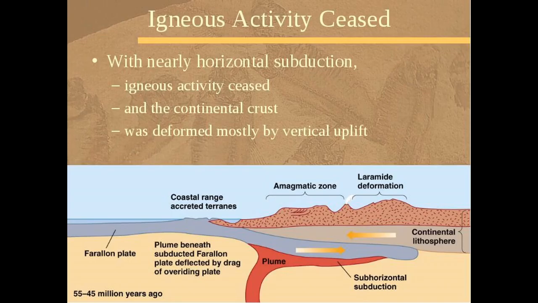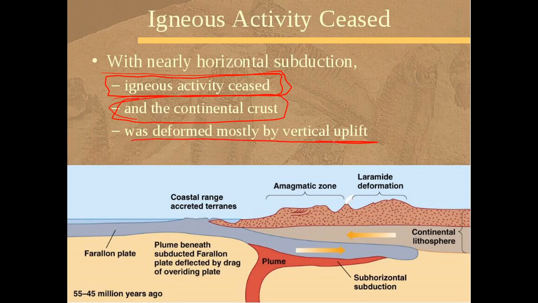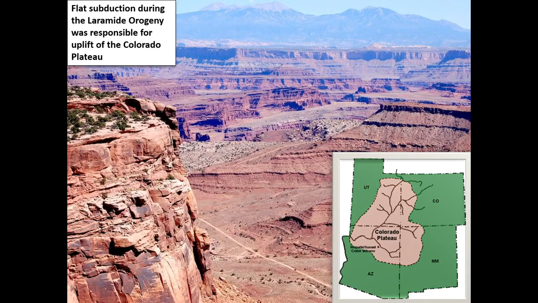So with nearly horizontal subduction, igneous activity ceased. You didn't get so many igneous rocks because usually the subducting plate melts as it gets deep into the mantle. But here you didn't get so much melting of the mantle, and we're getting more uplift instead of volcanism. So we don't get so much igneous activity. We're getting more deformation, uplift, and folding and faulting of the rocks. Okay, so deformed mostly by vertical uplift versus the low angle Sevier style thrusting. Okay, so this uplifted the Colorado Plateau.